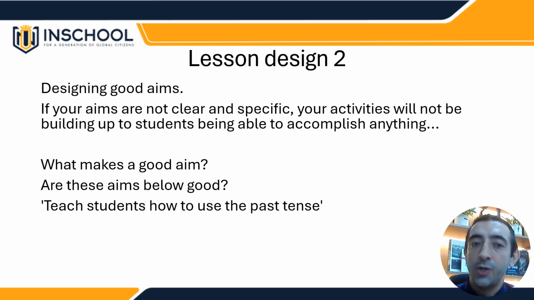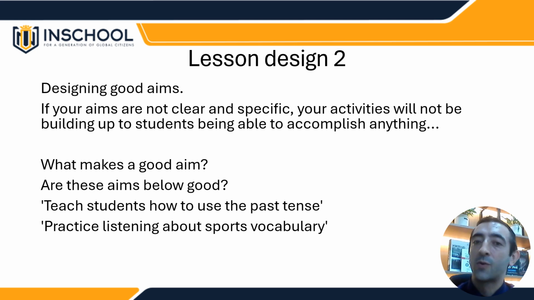If we take the aim we have on the screen, teachers teach students how to use the past tense. Well, this is not a very good aim, because it's far too big and general. It's also very difficult to teach the whole of the past tense in just one lesson, so this is an unachievable aim. If we were to try and measure it, then every student would be a weak student, because I guarantee you cannot achieve this in one lesson.